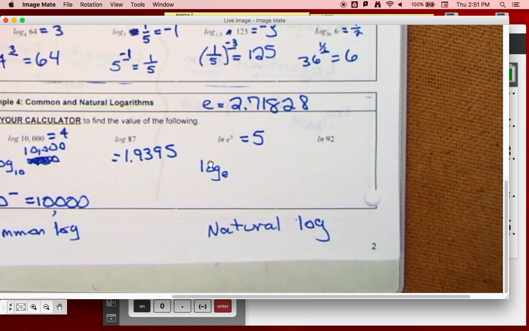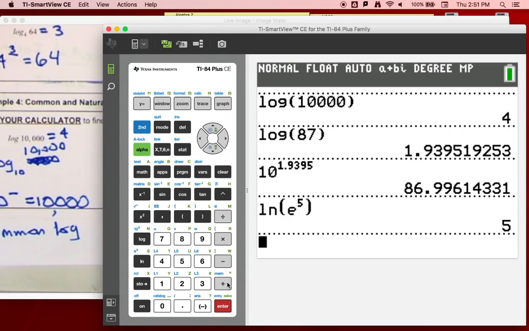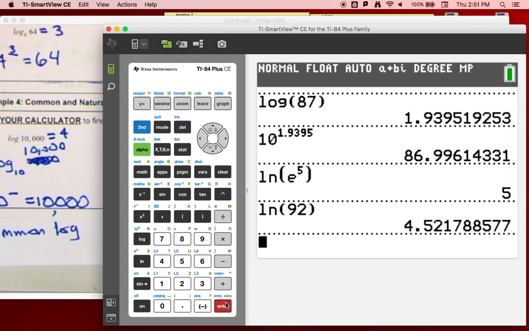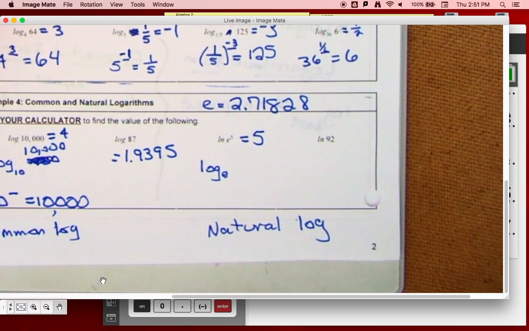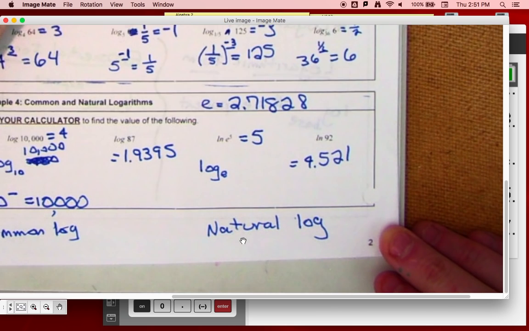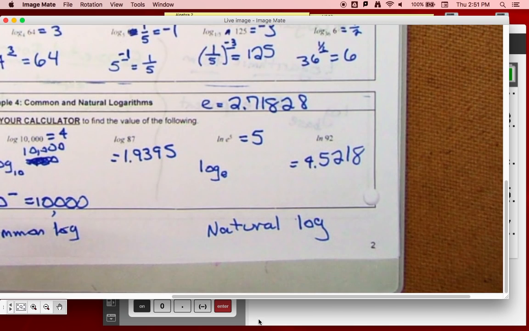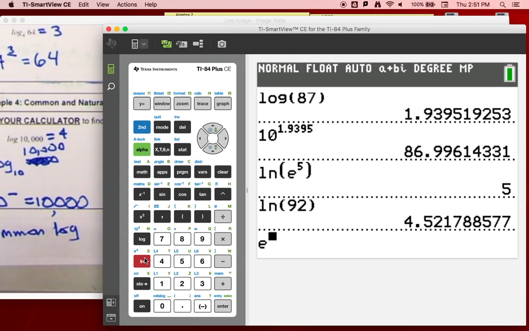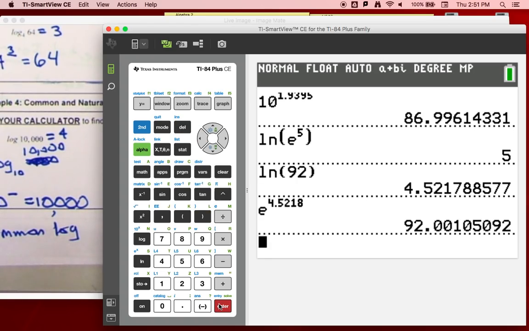And just like this one right here, you can do the natural logarithm of any number, ln of 92, natural log of 92, 4.5218. And here's what's cool about that, just to verify, if I take e raised to the 4.5218, I should get around 92. And you can see I get a little more than 92 because we rounded up.